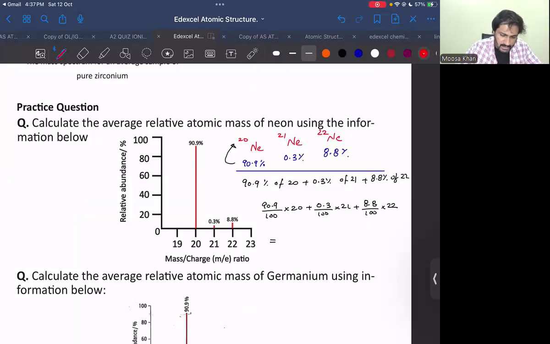That average mass is known as the relative atomic mass, and these relative atomic masses are written in the periodic table. So can anyone tell me what value comes out for neon? 90.9 times 20 plus 0.3 times 21 plus 8.8 times 22, all divided by 100, comes out to be 20.179. If we round it off to 1 decimal place, that is 20.2.